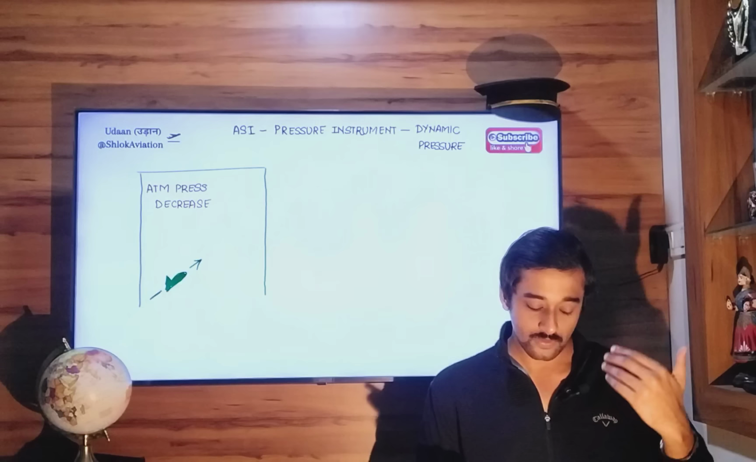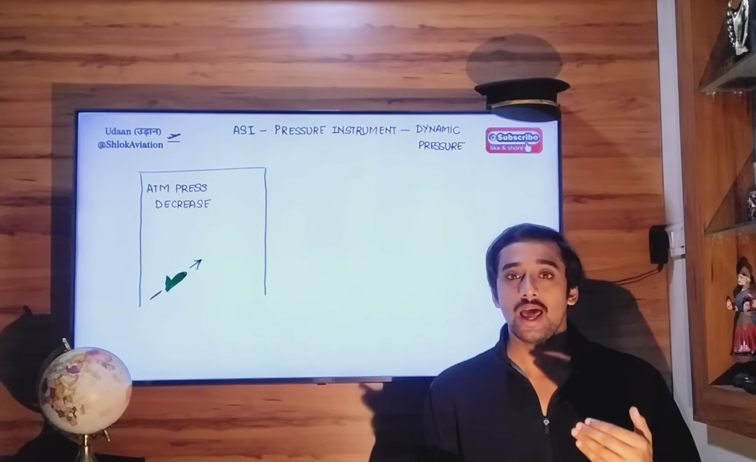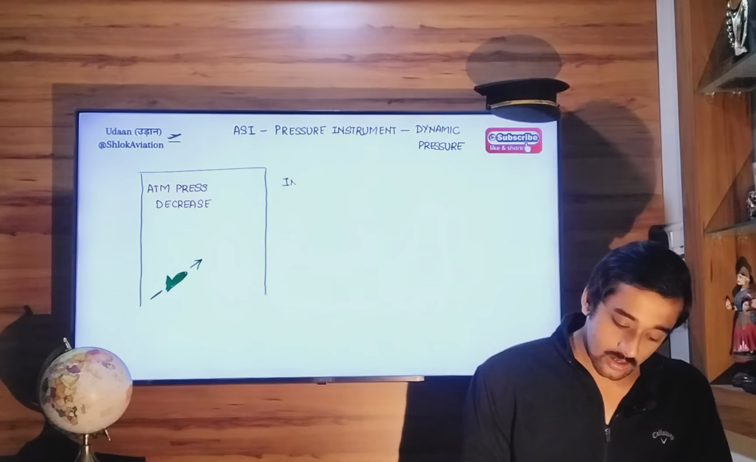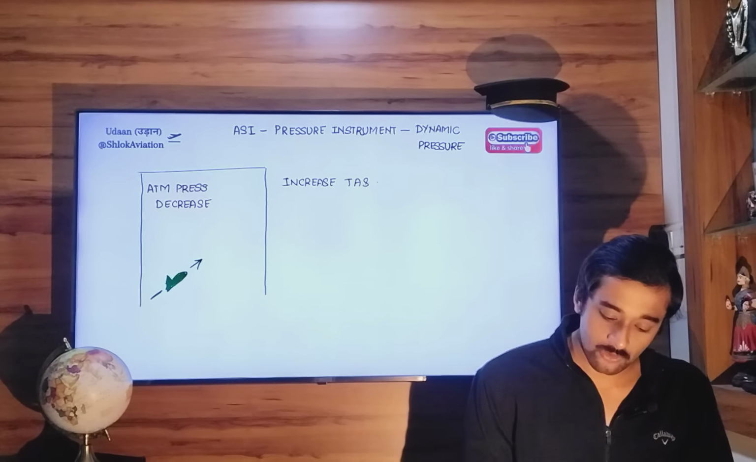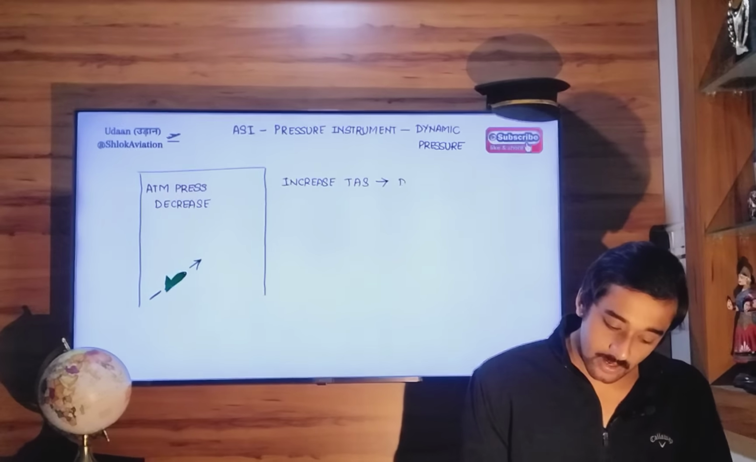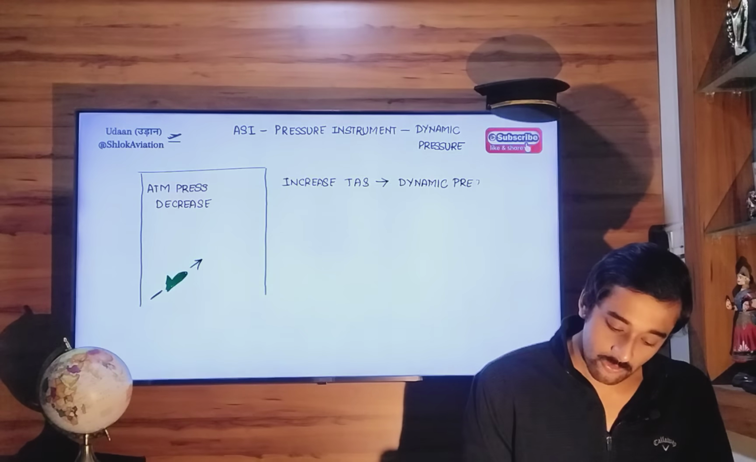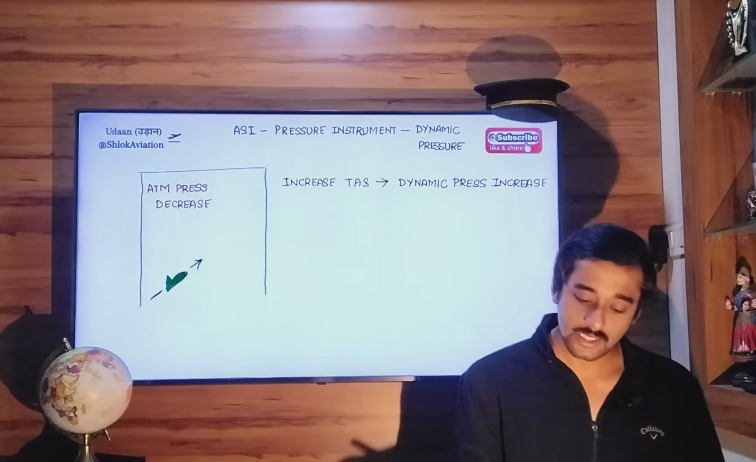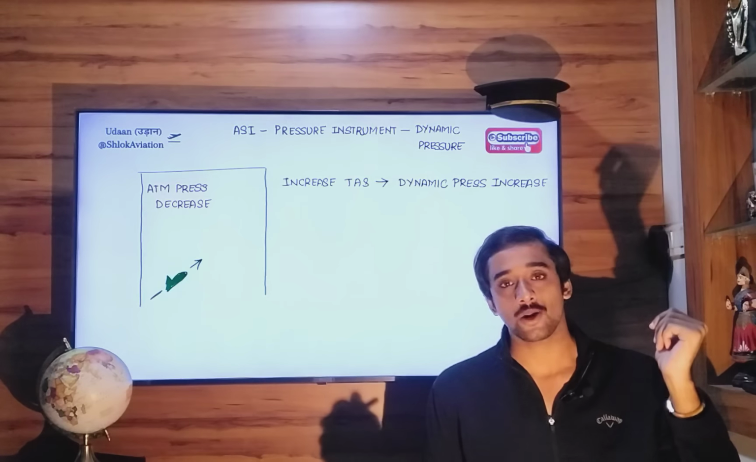So if you want to prevent that from happening, what will you have to do? You will have to increase the forward speed of your aircraft. You will have to increase the true airspeed of your aircraft. When you increase the true airspeed, what will happen? The dynamic pressure will increase. This increase in dynamic pressure will compensate for any fall in static pressure as you climb to higher altitudes, right?